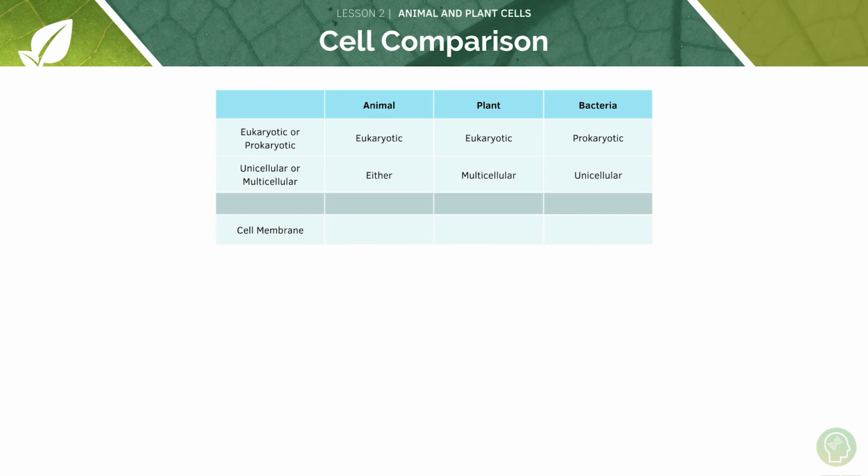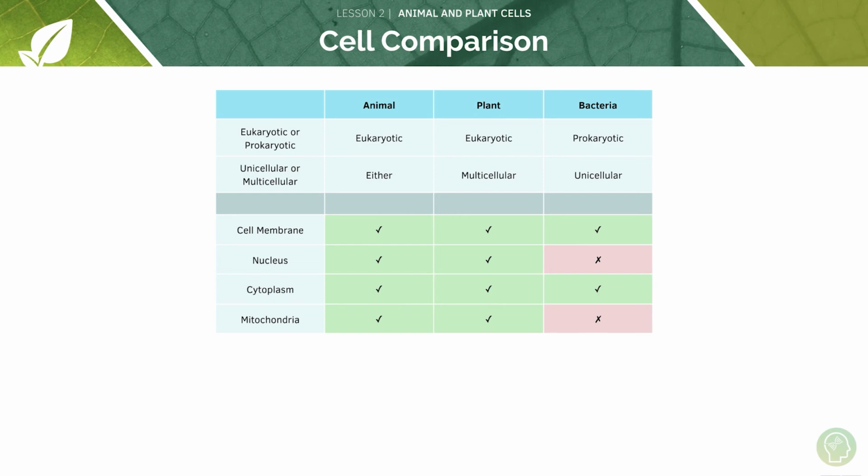Now on to the organelles. So all three have a cell membrane. Now with the nucleus, remember bacteria do not have membrane-bound DNA. So it's only bacteria that are not classified as having a nucleus. Cytoplasm-wise, all three have cytoplasm. And mitochondria-wise, animal and plant cells have mitochondria, but bacteria do not. Whereas all three types of cell have ribosomes. And that's because protein synthesis is really fundamental to cells.